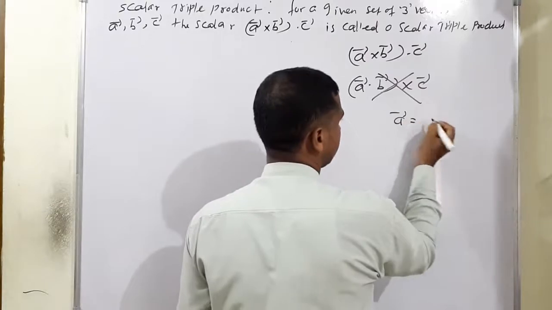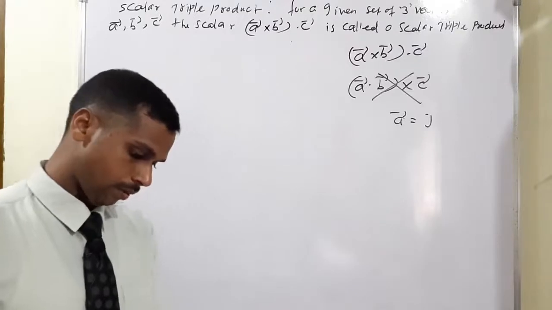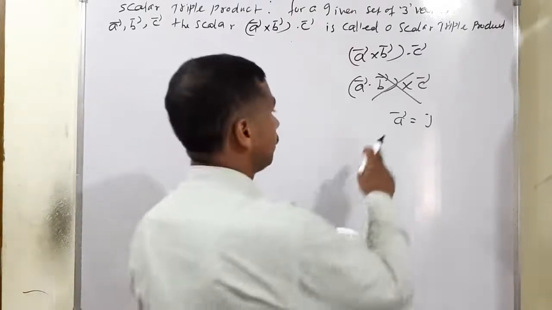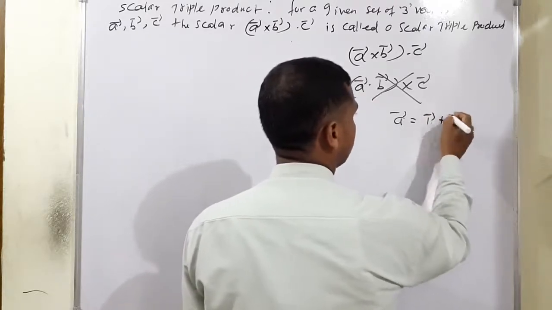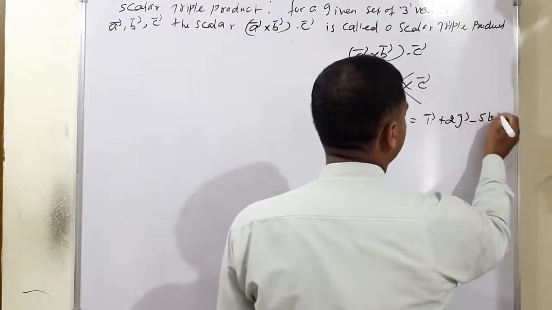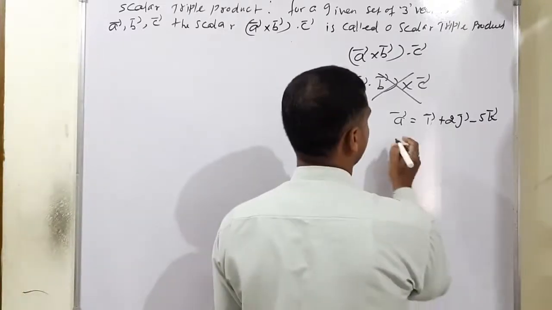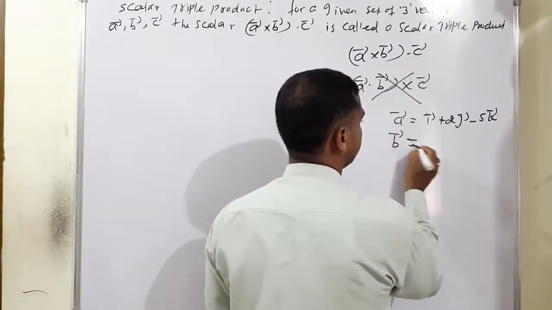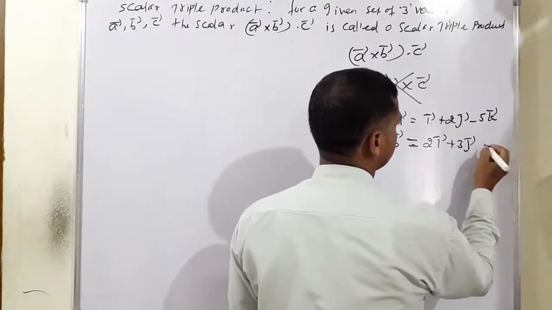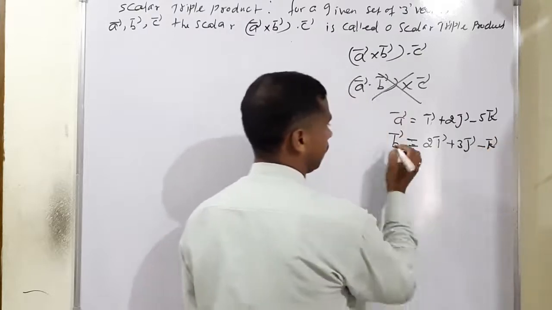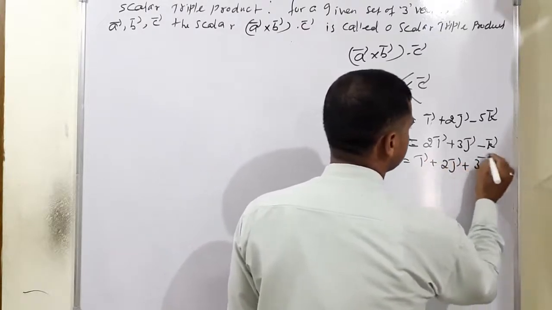One example is there now in your book. So a vector is equal to i vector plus 2j vector minus 5k vector. I will prove it, listen very carefully. Then b vector is equal to 2i vector plus 3j vector minus k vector. c vector is equal to i vector plus 2j vector plus 3k vector.